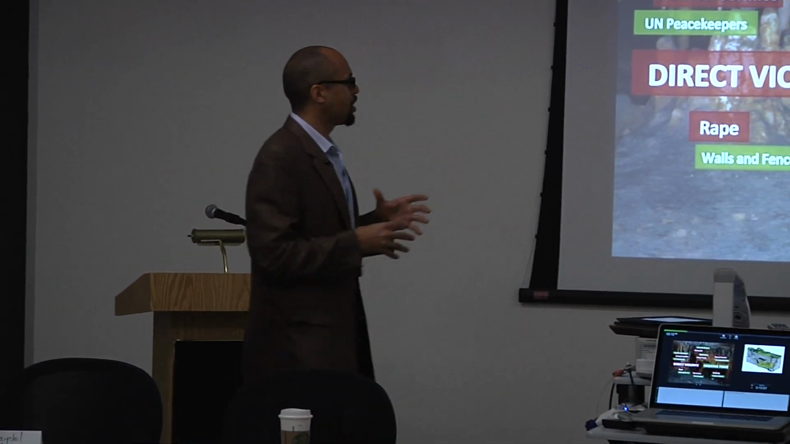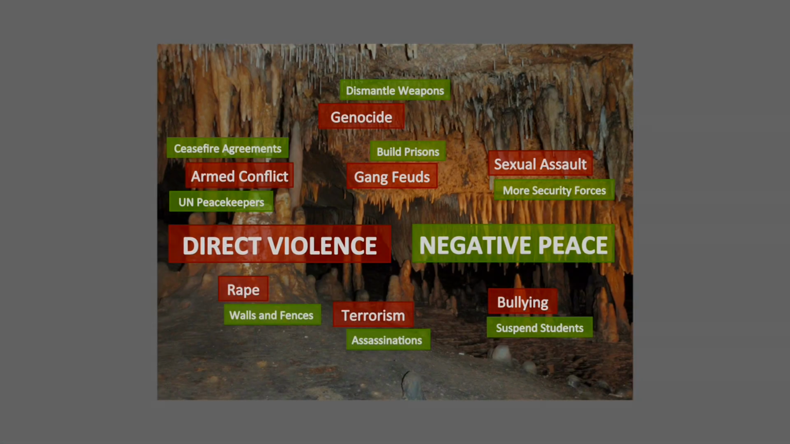So you can see where we're going with this. I think we all are familiar with these examples. Walls and fences, border fences, walls separating Israel and Palestine, UN peacekeepers, the group that just won the Nobel Peace Prize, a lot of work around bullying and how to address bullies. We are familiar with negative peace approaches to addressing violent conflict.